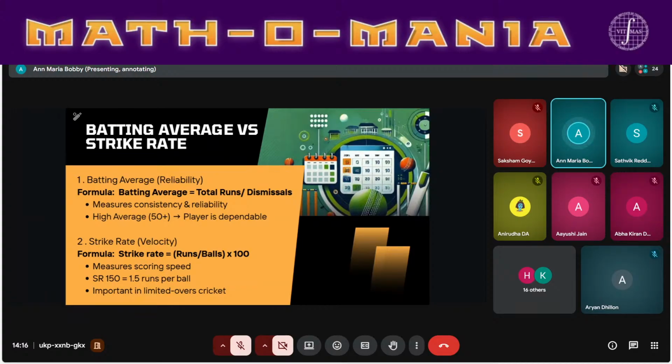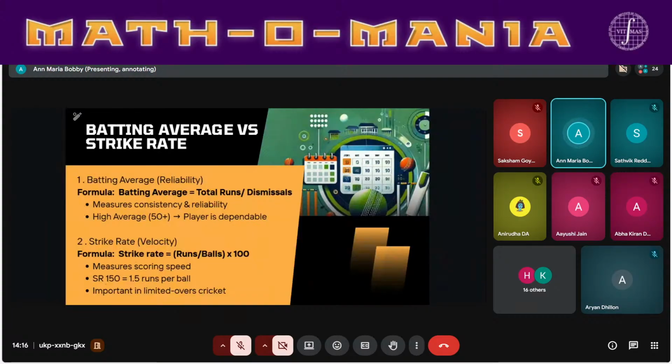So the higher the average, the more dependable a player is. For example, Virat Kohli has a very high average, so he's a very reliable or a very consistent player. If we take an international player, we can say Kane Williamson is known for his consistency. So basically, batting average tells us how dependable a batter or a player is.